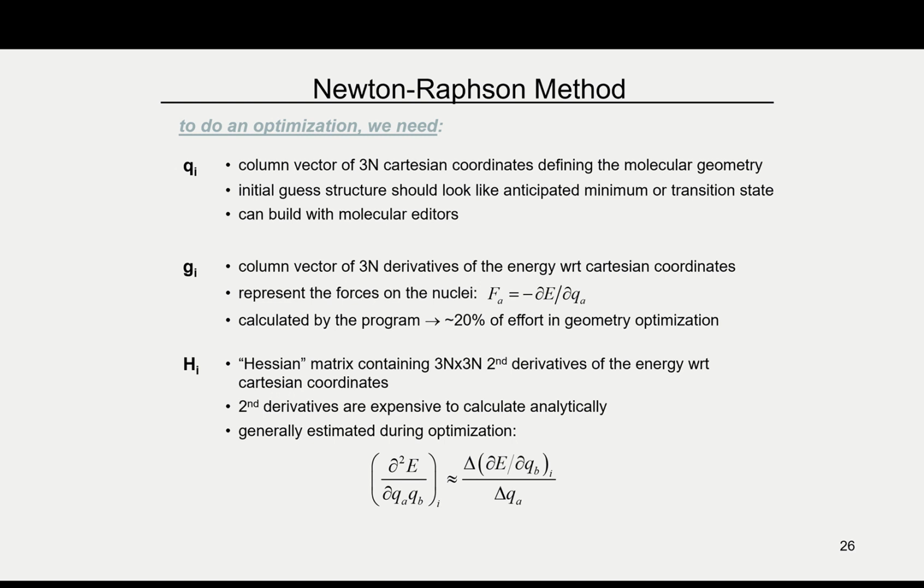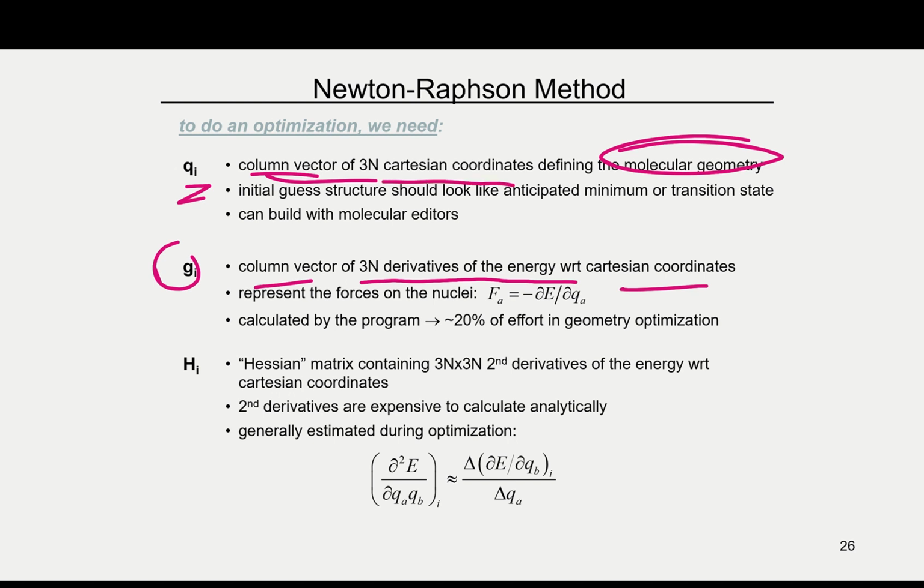Okay, so what does it say? It says that q_i is the column vector of 3N Cartesian coordinates defining the molecular geometry. What is g_i? This is the 3N derivatives of energy with respect to Cartesian coordinates. So this is also a column vector, and q_i is also a column vector. This is 3N Cartesian coordinates.